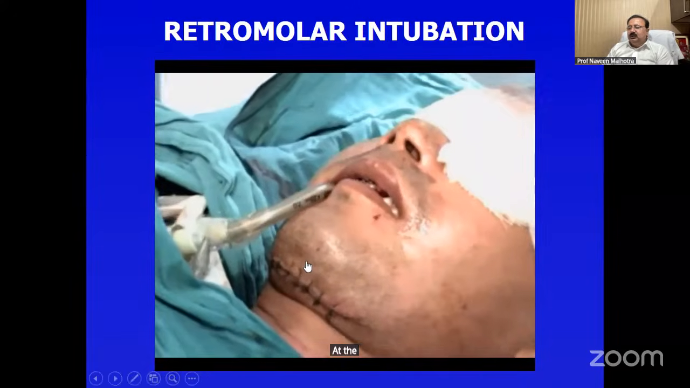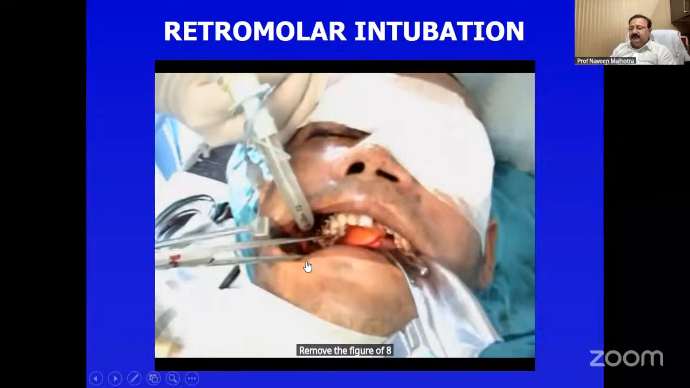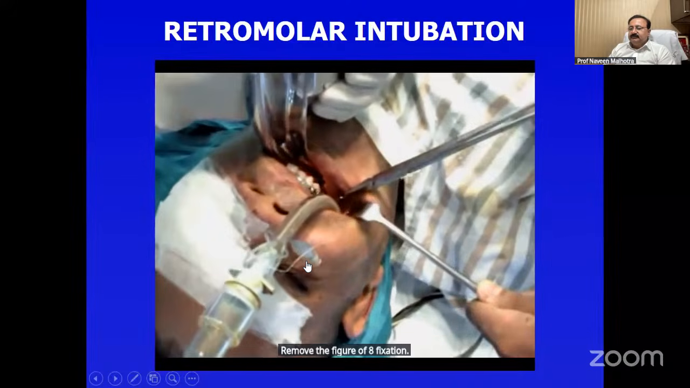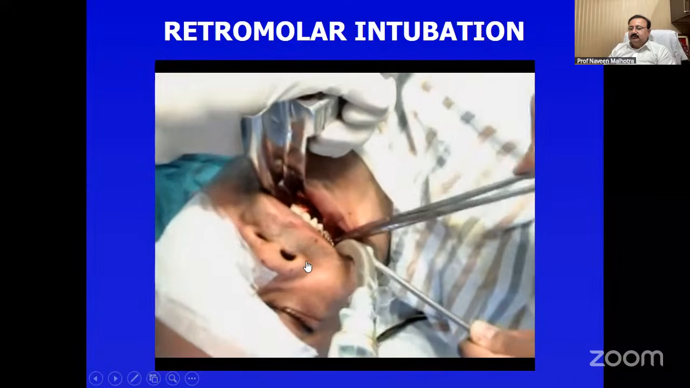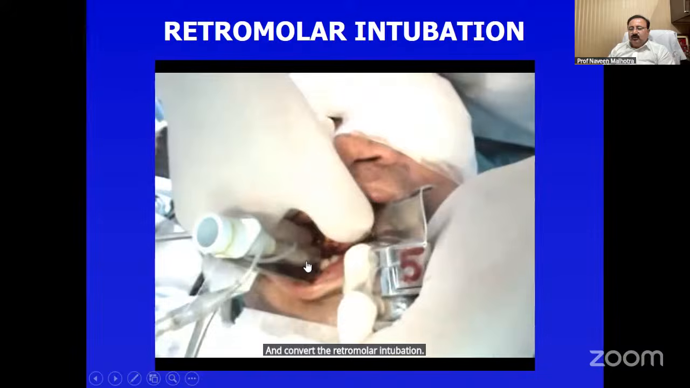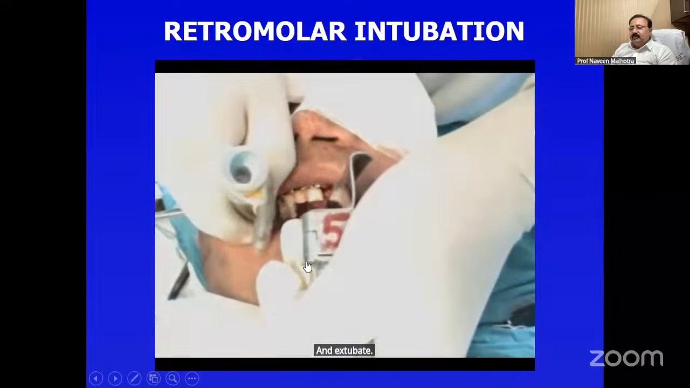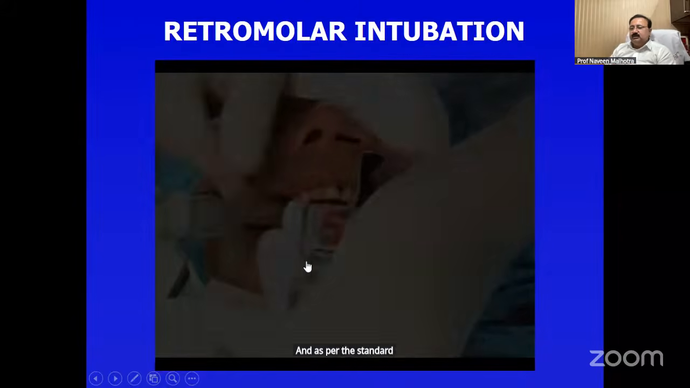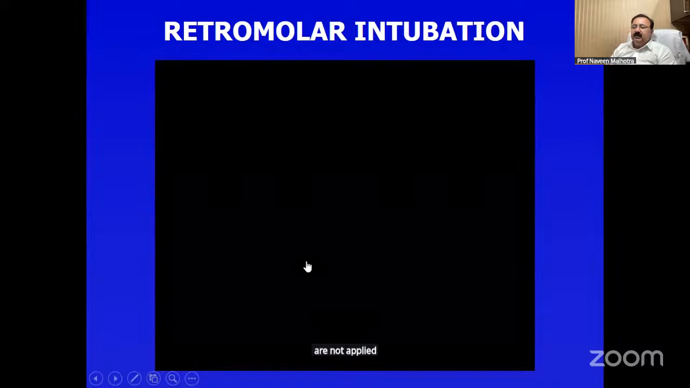At the end of the procedure, you open up the elastic bands, remove the figure of 8 fixation, and convert the retromolar intubation to orotracheal intubation and extubate as per the standard institutional protocols. The elastic bands are not applied usually by the facial surgeon on the first day. They will reapply them because now the plates have been fixed.